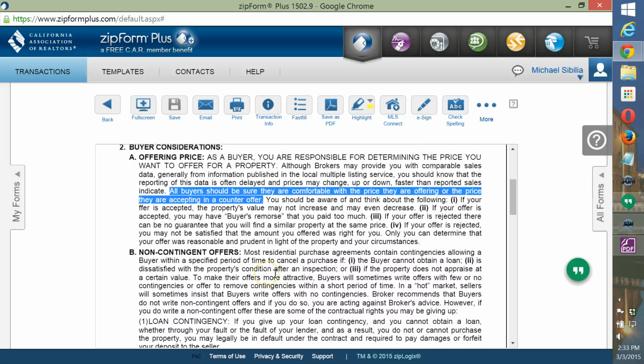I don't know about the word comfortable. You should, if your offer is accepted, looks like it's missing an O there. If your offer is accepted, the property's value may not increase and may even decrease. If your offer is accepted, you may have buyer's remorse.